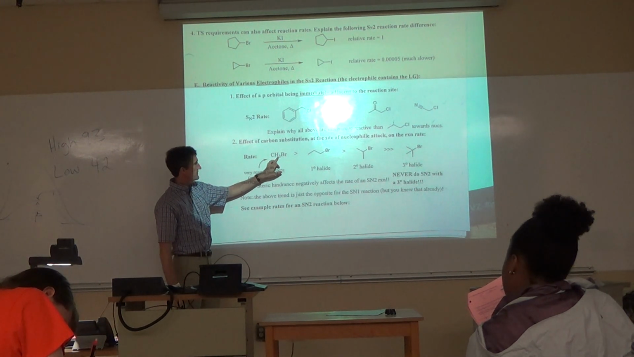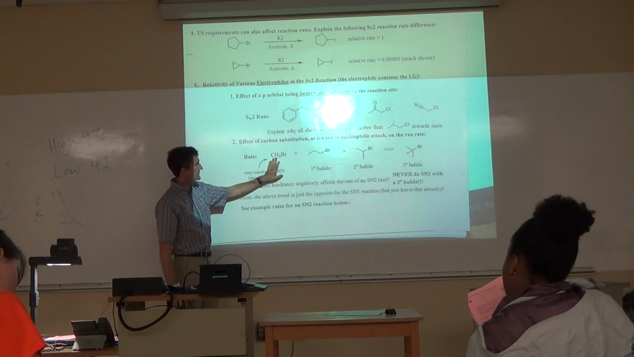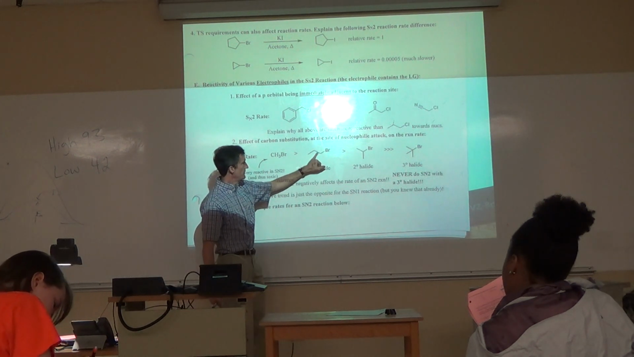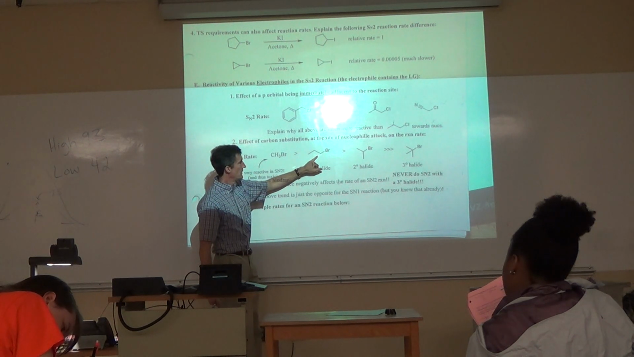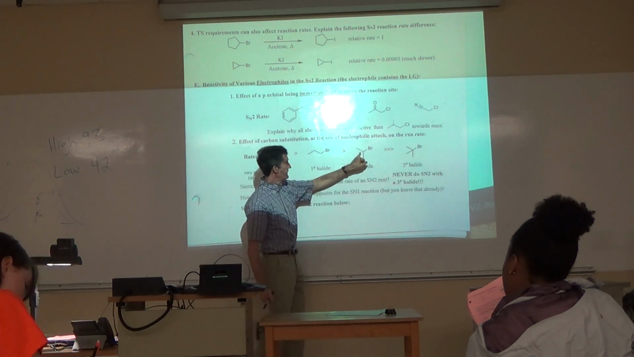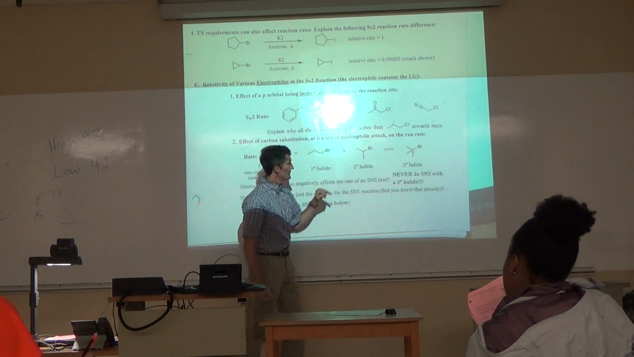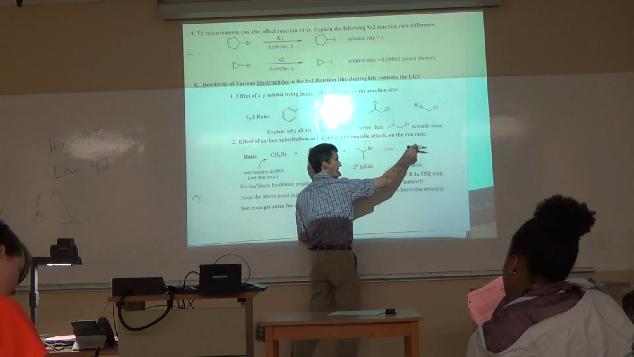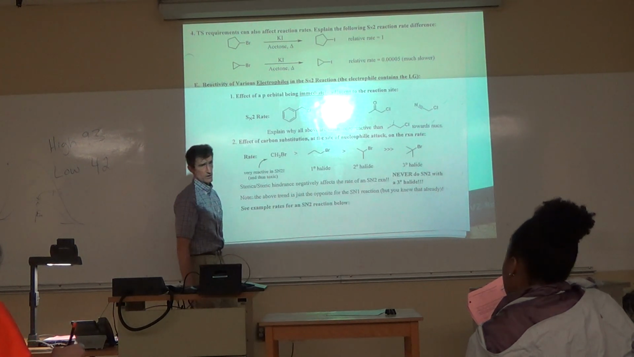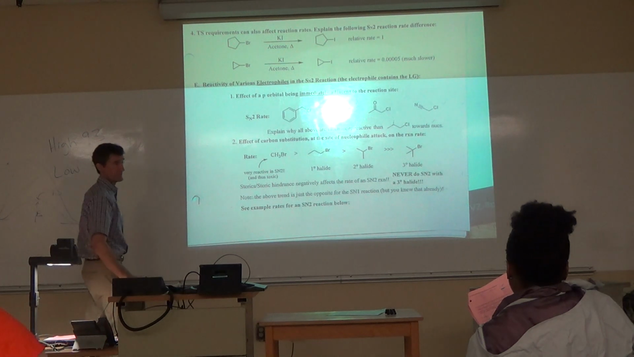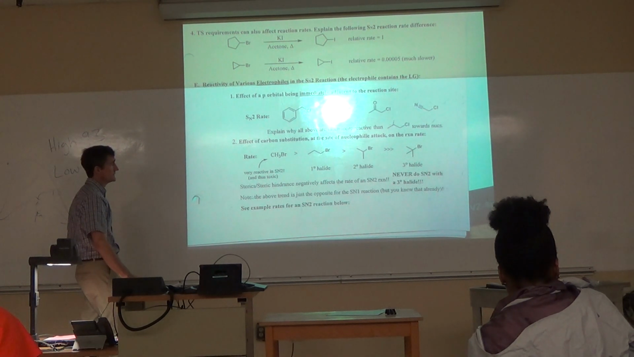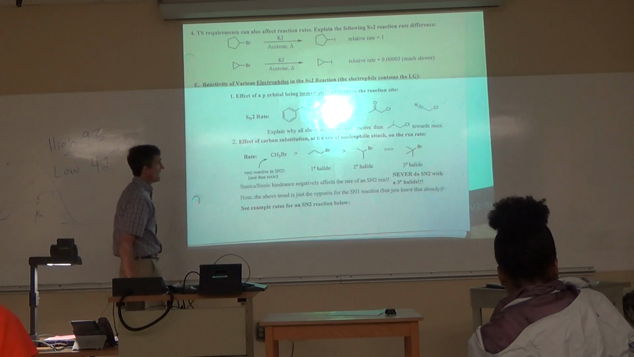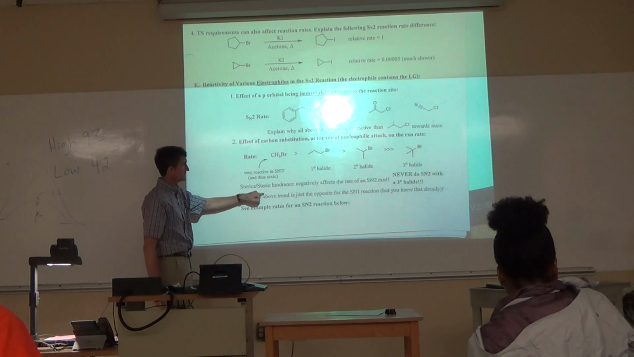Methyl bromide reacts faster than this propyl bromide. That reacts faster than, which is primary, that reacts faster than the secondary. And the tertiary is quite slow. Very slow. Pretty much doesn't react. Why? This is because of sterics, steric hindrance.